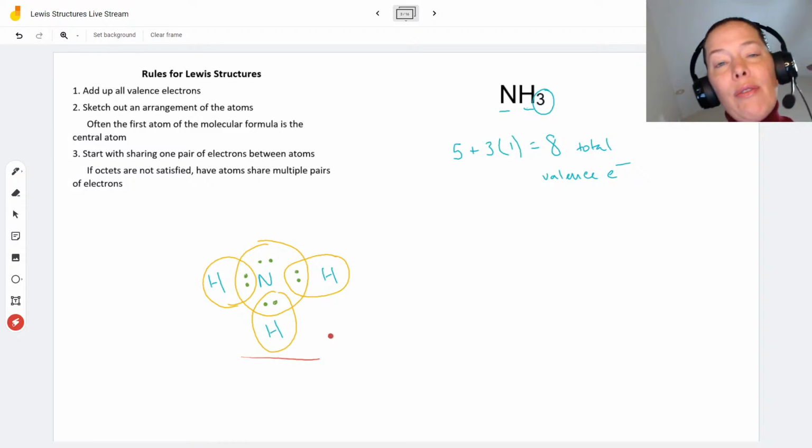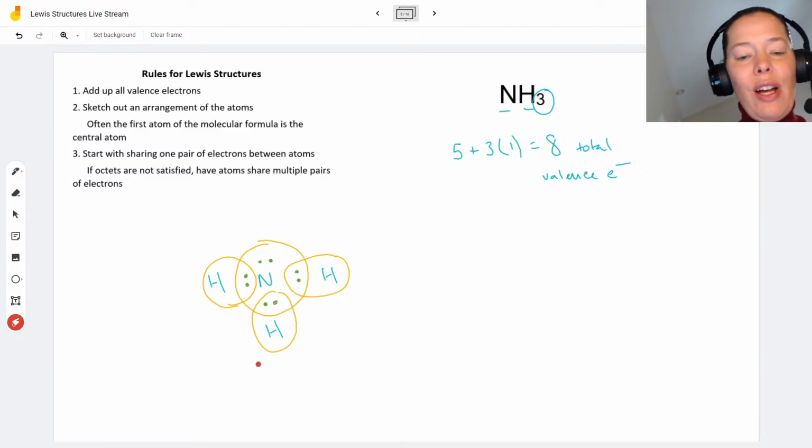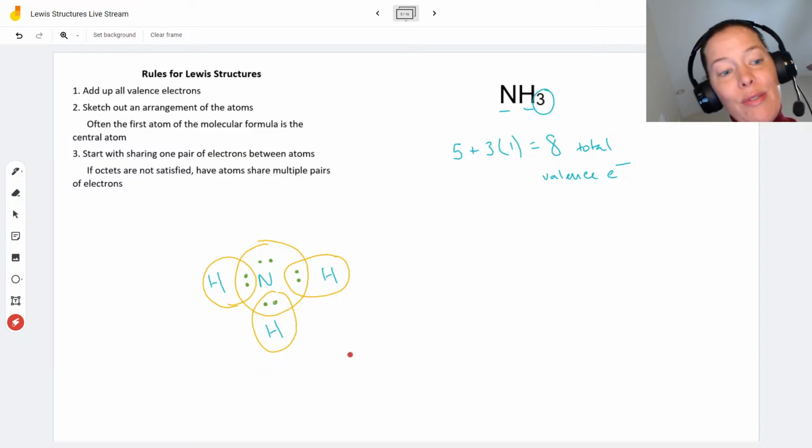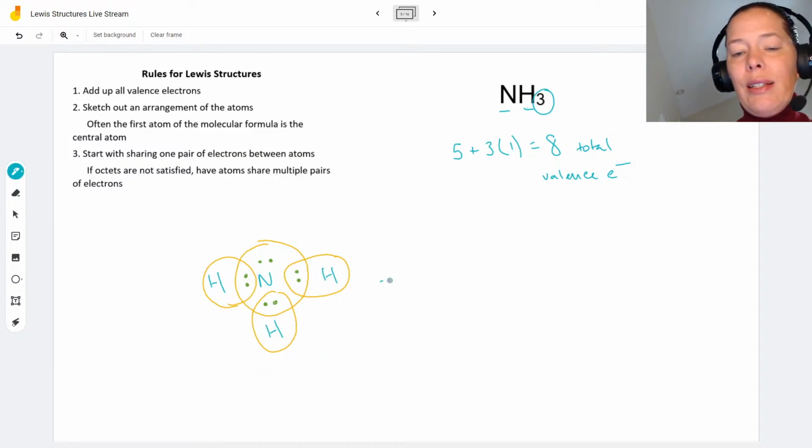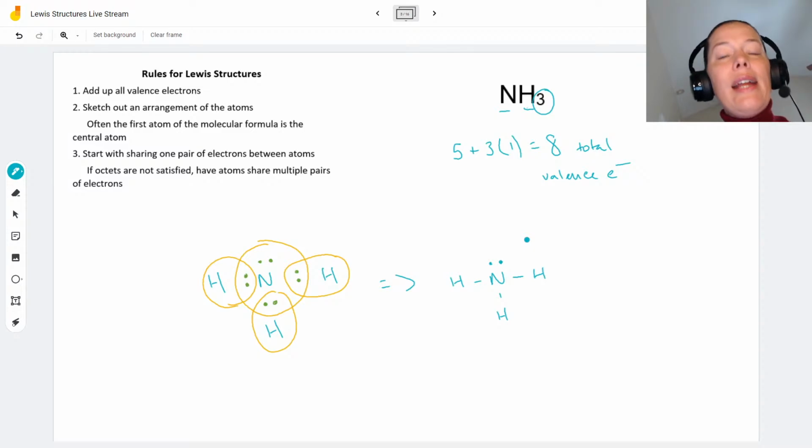This means that I have drawn a valid Lewis structure. I've used all of my valence electrons. All octets are satisfied. And let me just draw this with the bonds like I did for methane. So nitrogen has a single bond to each hydrogen and a lone pair, or again, a non-bonding pair as well.